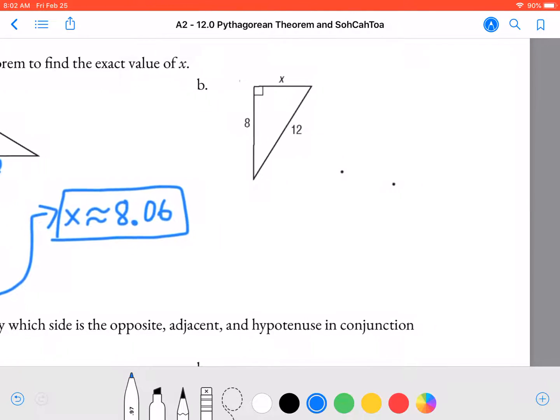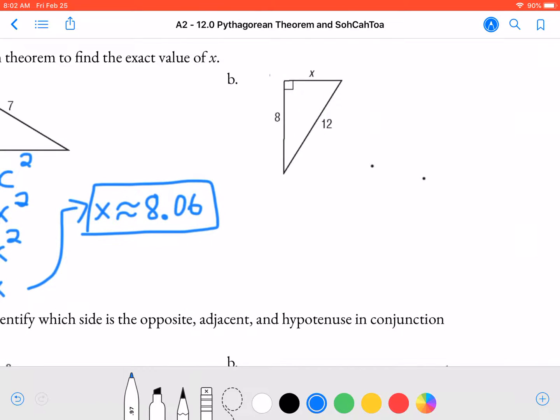Okay, so for part B, the difference here is that now we were given the hypotenuse, so the 12 is going to be the hypotenuse on here. So that is going to be the c value. So it doesn't matter if you make x a or b. So if I say x squared plus 8 squared is equal to 12 squared, and then I simplify those.